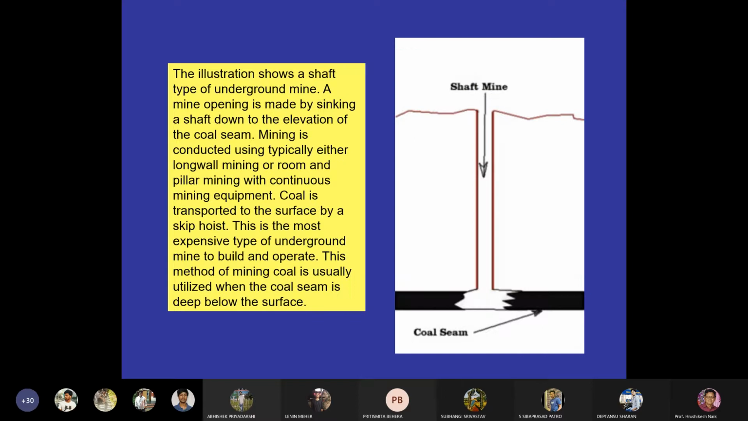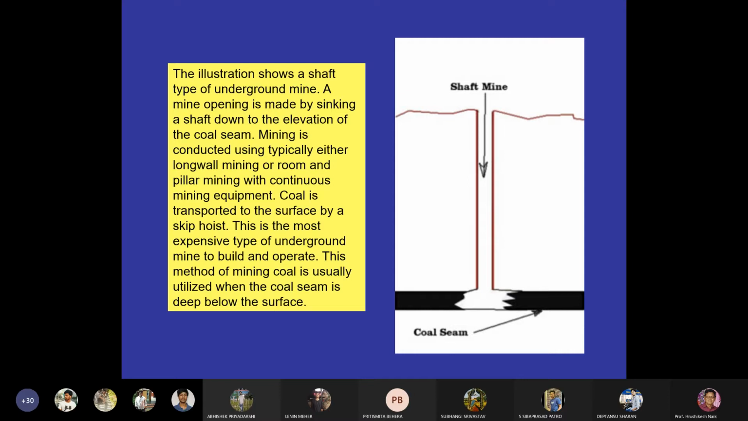Okay. So this is shaft mining, underground mining. This is the coal seam. This is the vertical shaft we have to dig to enter the mineral deposit and take it out. The illustration shows a shaft type of underground mine. A mine opening is made by sinking a vertical shaft down to the elevation of the coal seam. Mining is conducted using typically either longwall mining or room and pillar mining with continuous mining equipment. Coal is transported to the surface by a skip hoist, by a cage, by a lift.